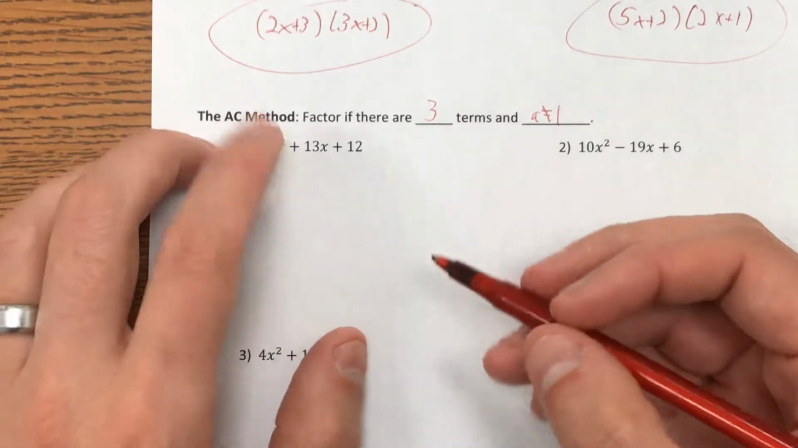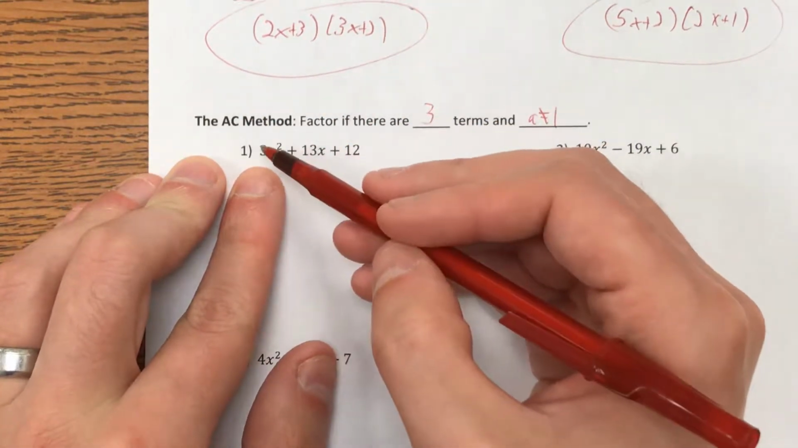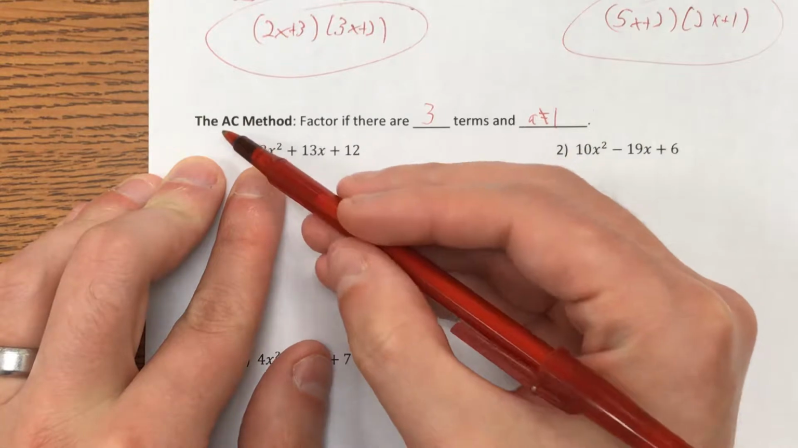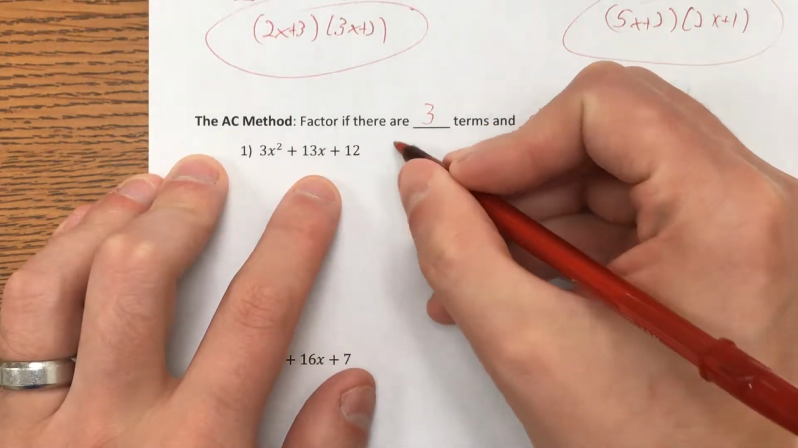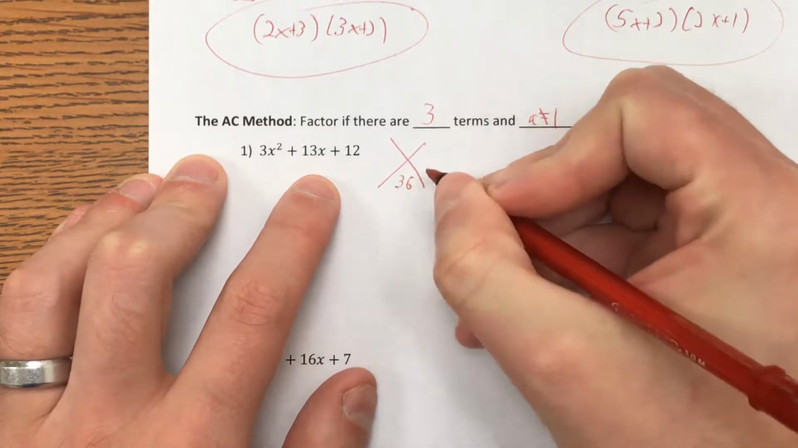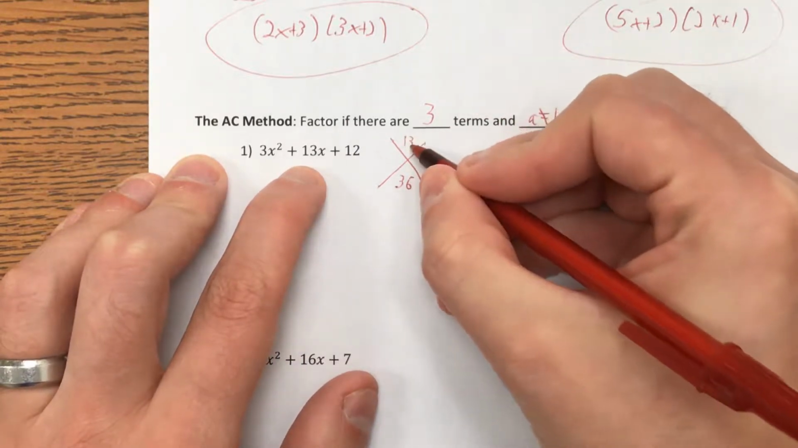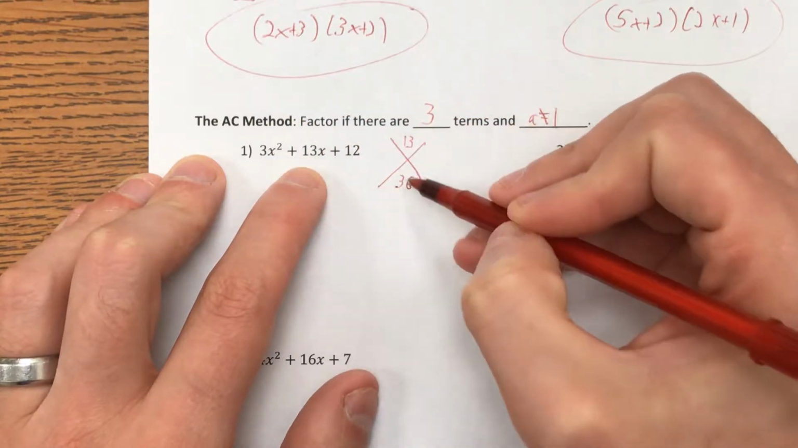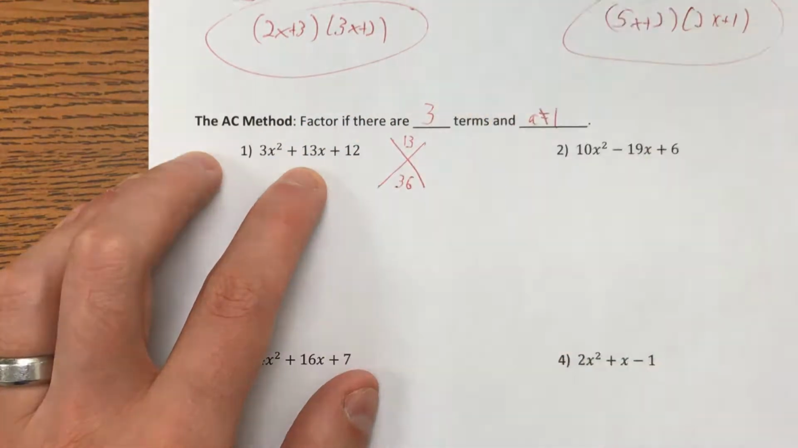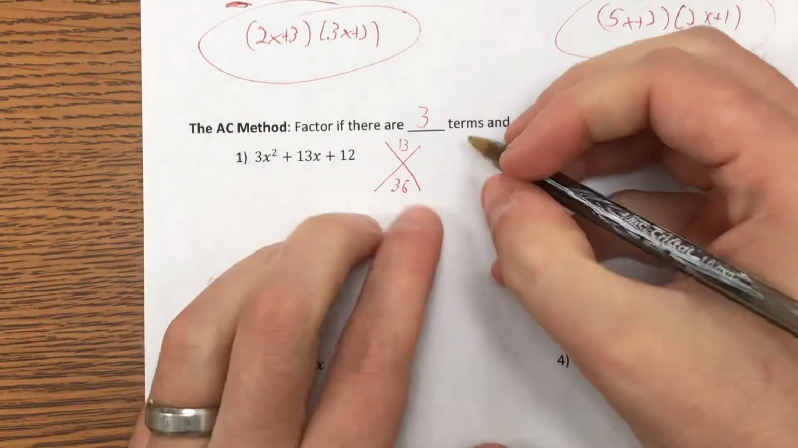But if there is a number in front and there is no greatest common factor, the first step is going to be taking A and multiplying it to C, hence AC method. 3 times 12 is 36. So you're going to do a similar number game for what multiplies to 36 and adds up to 13. So kind of similar what multiplies and adds, but this time it's what multiplies and adds. And some people can get it right away for what multiplies to 36. If not, you can just go through everything that multiplies to 36.